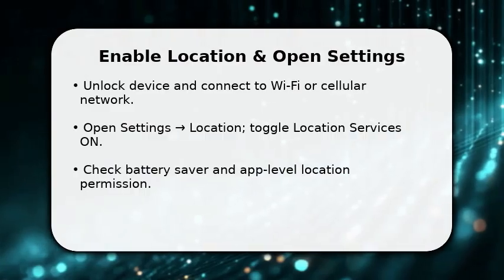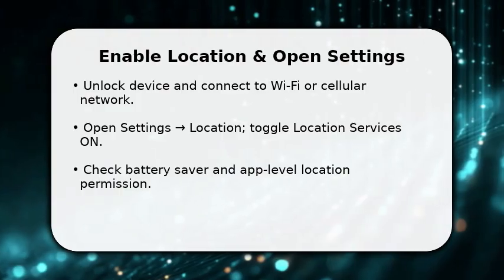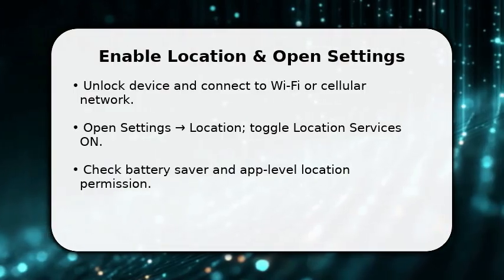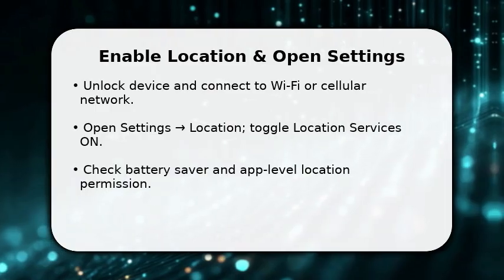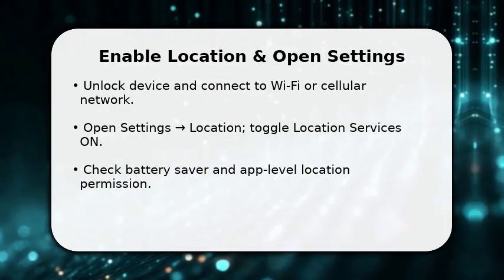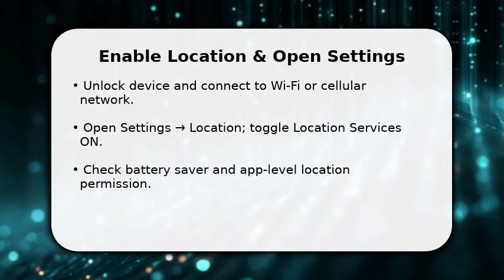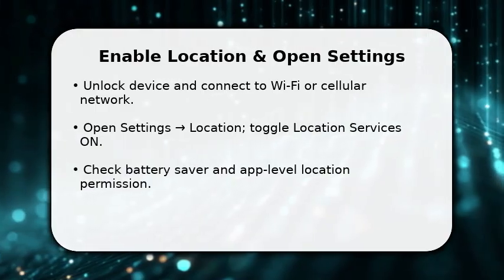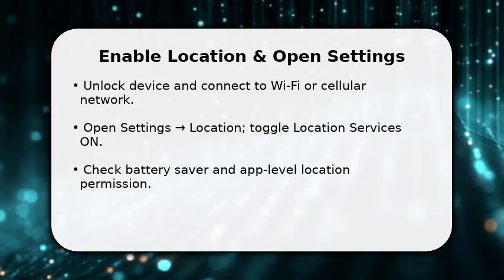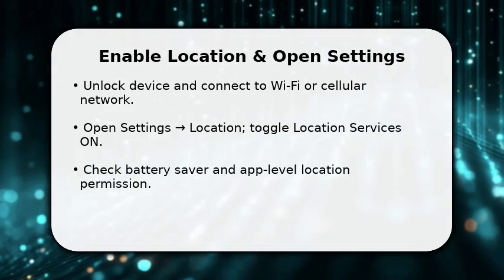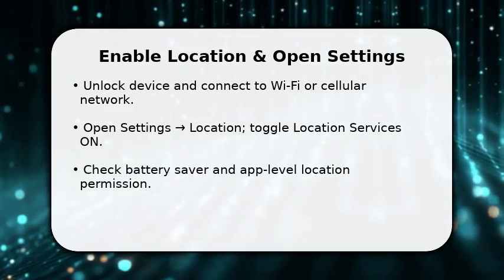You begin by enabling what matters: location access and a stable network. Unlock your device, connect to Wi-Fi or cellular, then open settings and go straight to location. Turn location services on. This allows apps to use GPS and network data. Make sure battery saver is off because it can throttle location updates.